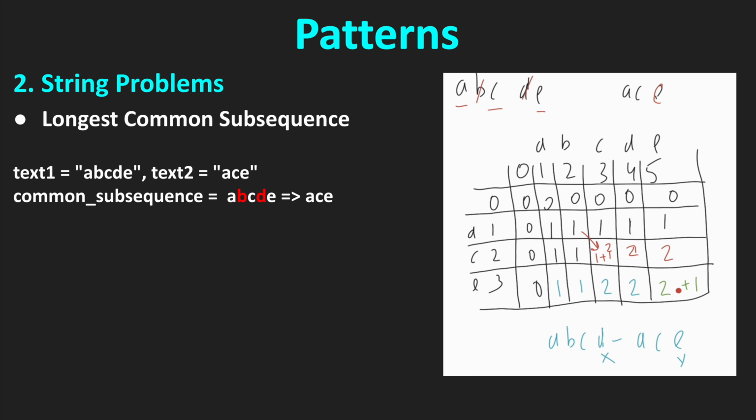In our case, it would be A, C, E, right? So we are removing B and D from text 1, and we get ACE as the longest common subsequence. How are we solving this problem?